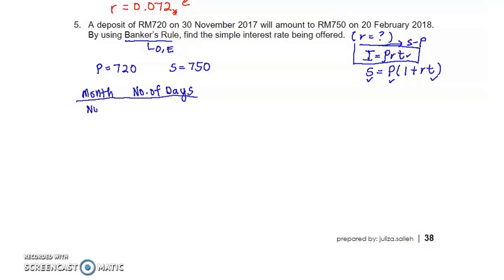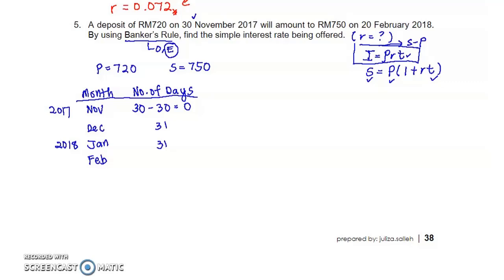So November, December, January, February. So this is 2017, this is 2018. Okay, Banker's rule. Banker's rule use exact time. Okay, so November we have 30 days. So date given here is 30th November. So means that 30 minus 30, 0. So December exact time 31 days. January also 31. Okay, February.